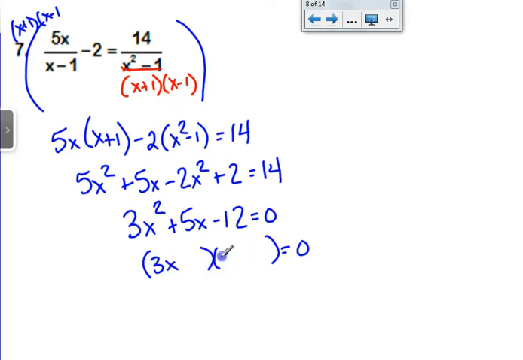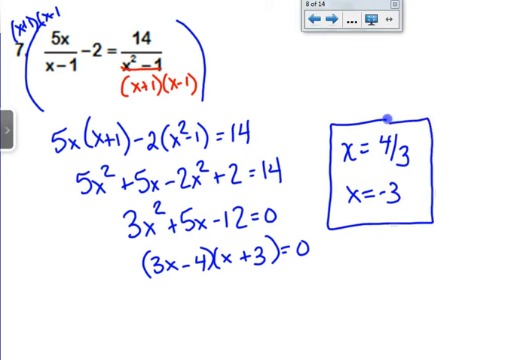3x and x. Let's see, how about a -4 and a +3? I think that works great. So when I go ahead and solve these, I get x equals +4/3 and x equals -3, neither of which will give me extraneous solutions because of the denominator, so we are good to go. Those are our answers.